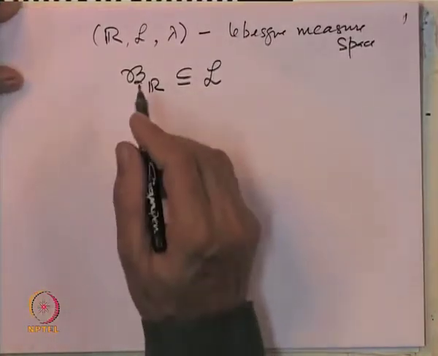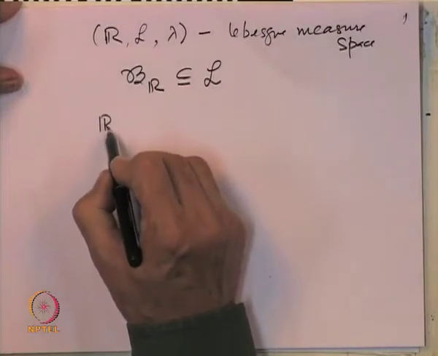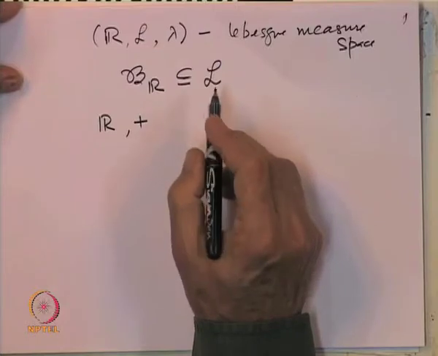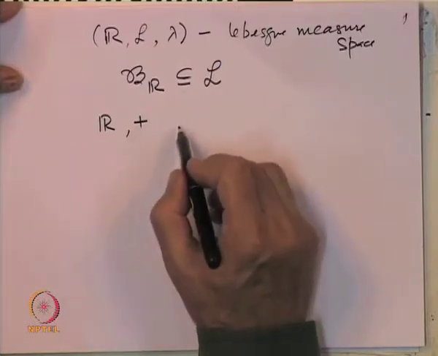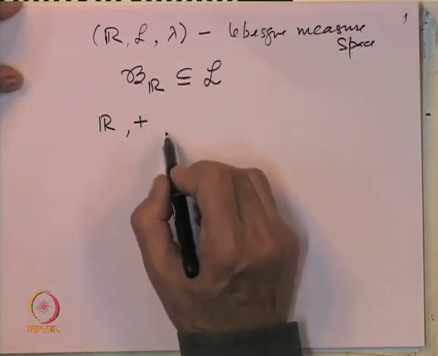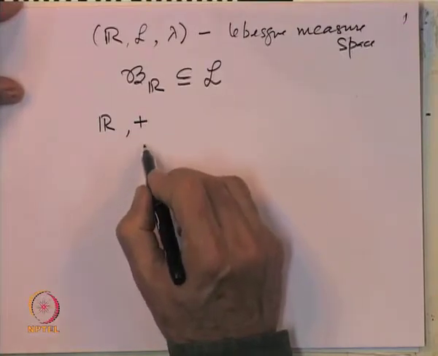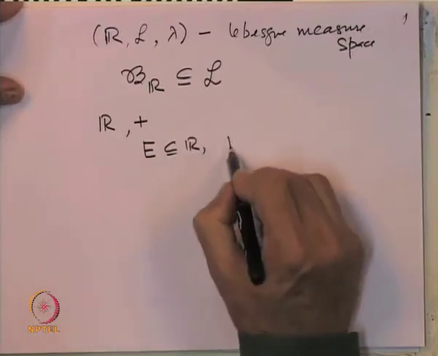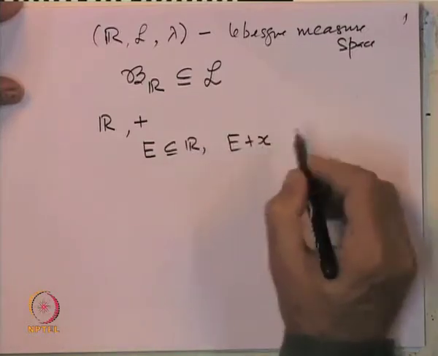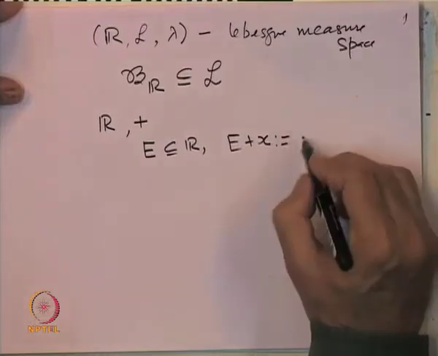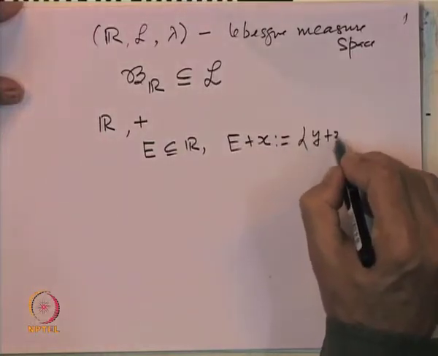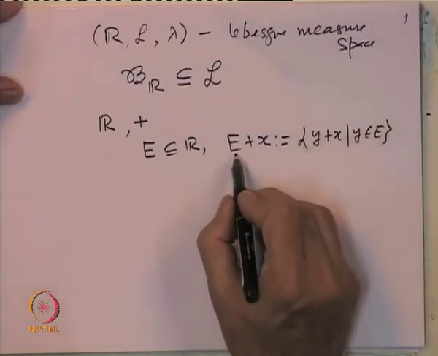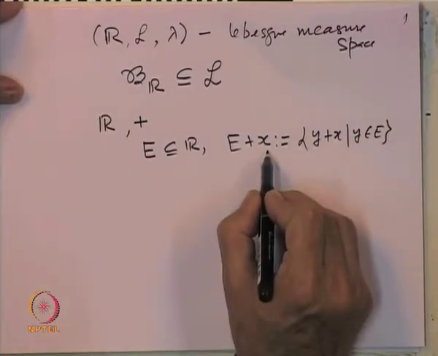Recall on the real line there is a binary operation of addition, you can add real numbers. So, this operation can be used to transform subsets of the real line. So, let us take a set E contained in the real line and define what is called E plus x. So, E plus x is defined as all elements y plus x such that y belongs to E. So, it is the set E which is translated by an element x.